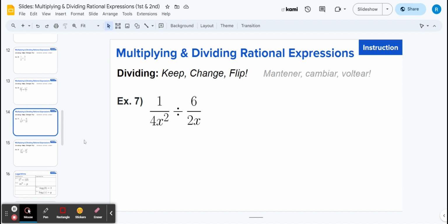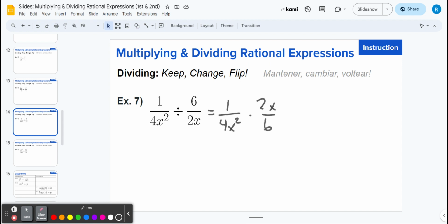All right, let's keep going with this. 2 more problems to get through. Example 7, keep, change, flip. I'm going to get rid of the color coding now so we can just work with this a little easier. We have 1 over 4x squared times 2x on top and 6 on bottom because that's our flip portion. Multiply straight across now, so we get 2x over 24x squared.